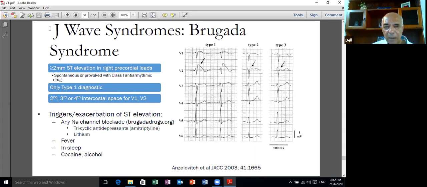Now this is heterogeneous because the Ito current is much more represented in the epicardium of the right ventricular outflow tract. So as a result of that, there is dispersion of refractoriness between the epicardium and the endocardium of the right ventricular outflow tract, and this creates what we call phase 2 re-entry, responsible for the polymorphic ventricular tachycardia. Again, the electric current produced by the dispersion of refractoriness between the epi and the endocardium of the right ventricular outflow tract is responsible for the ST elevation characteristic of type 1 Brugada syndrome.